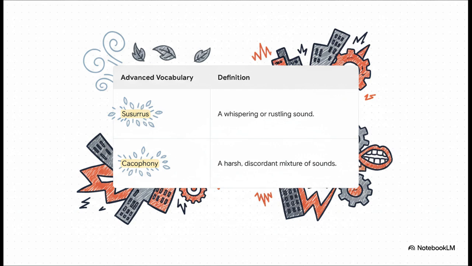I mean, look at susurrus. It even sounds like what it is, a soft whisper or rustling. And then you have cacophony, which describes a harsh mixture of sounds, like a chaotic city street. Using words like these really shows a deep command of the language.